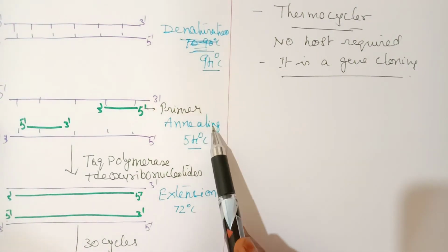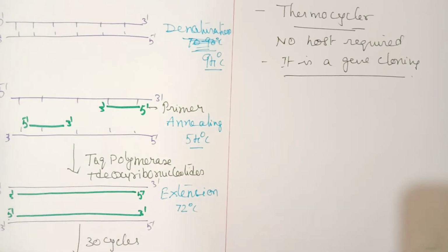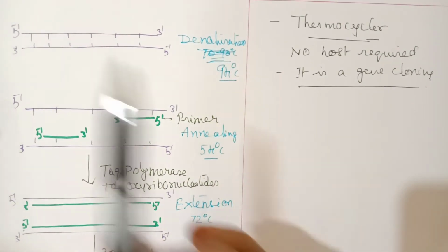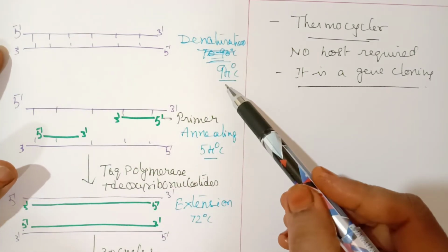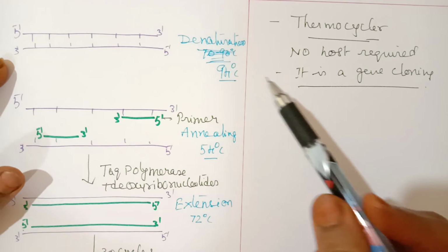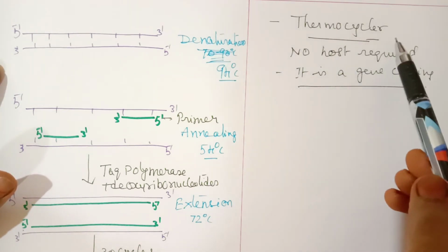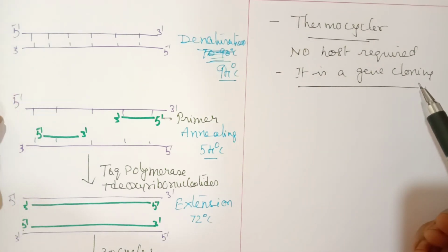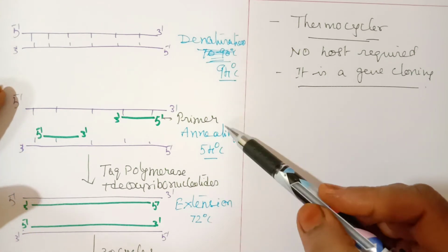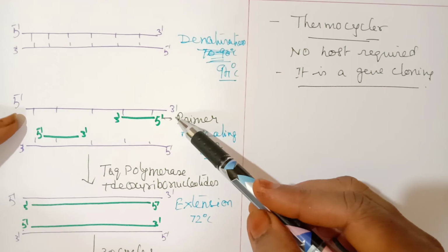Second step is called annealing. The third one is called extension. Now, denaturation. Denaturation means separation of the 2 strands. So first the 2 strands are separated when this mixture is heated, DNA is heated up to about 94 degrees centigrade. And this instrument, thermocycler, can maintain these temperatures. It is an automatically operated instrument which maintains these temperatures wherever required. So here the 2 strands will get separated.